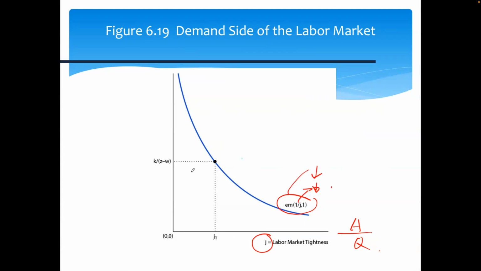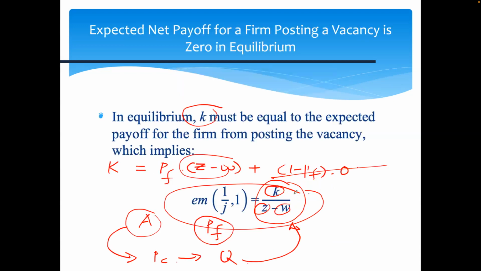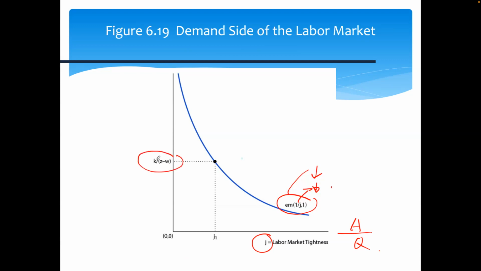Now, the vertical line: you have K divided by Z minus W. That's largely coming from this equation. In the margin, or in equilibrium, the firms need to weigh the cost and the benefit of posting a vacancy. In other words, K, Z and W are going to determine the labor market tightness. But there's one thing missing, which is Q. Because if we know the labor market tightness, we still don't know how many A we have, because we only know the ratio. So one thing missing is Q.